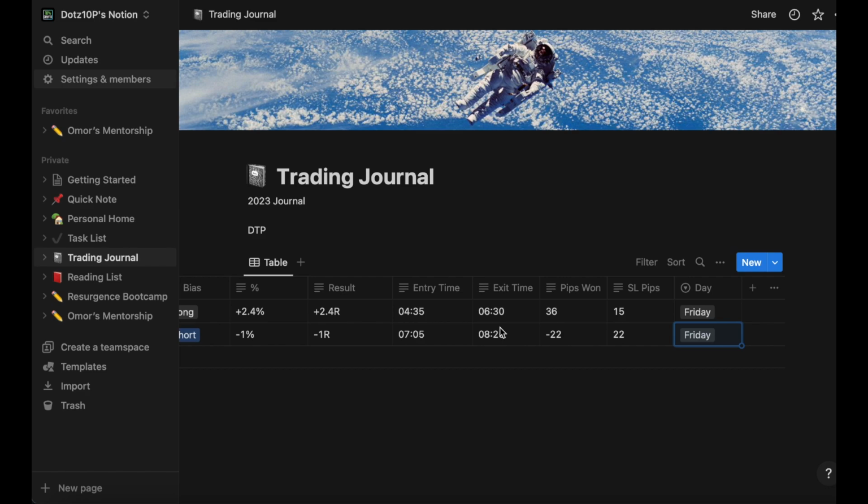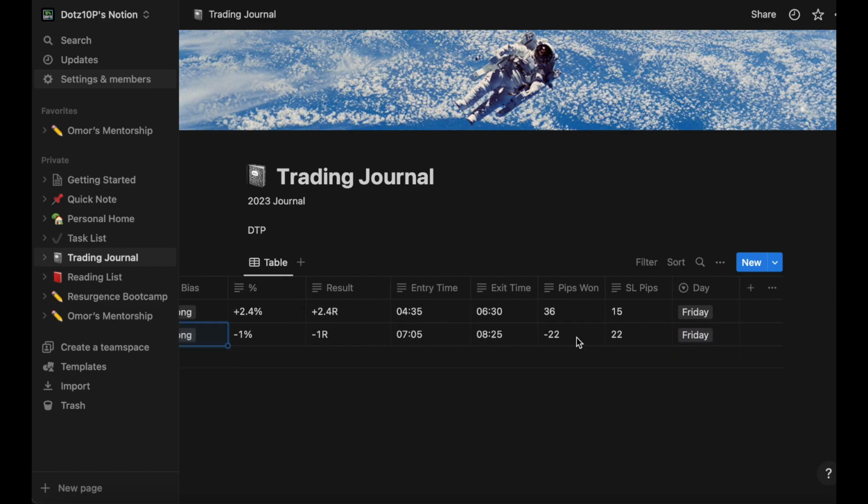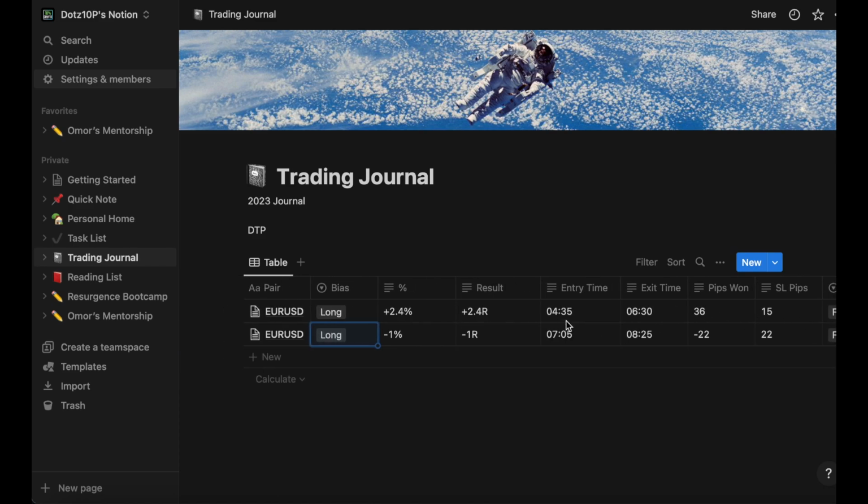The entry time, the exit time, I've based it off the 5-minute candle, so it's always going to be an even number. Pips, the SL, and of course the day that the trade was taken on. So this trade here was actually long as well. I'm just creating the options. So now these are some of the very basic things we can include in the journal, right?